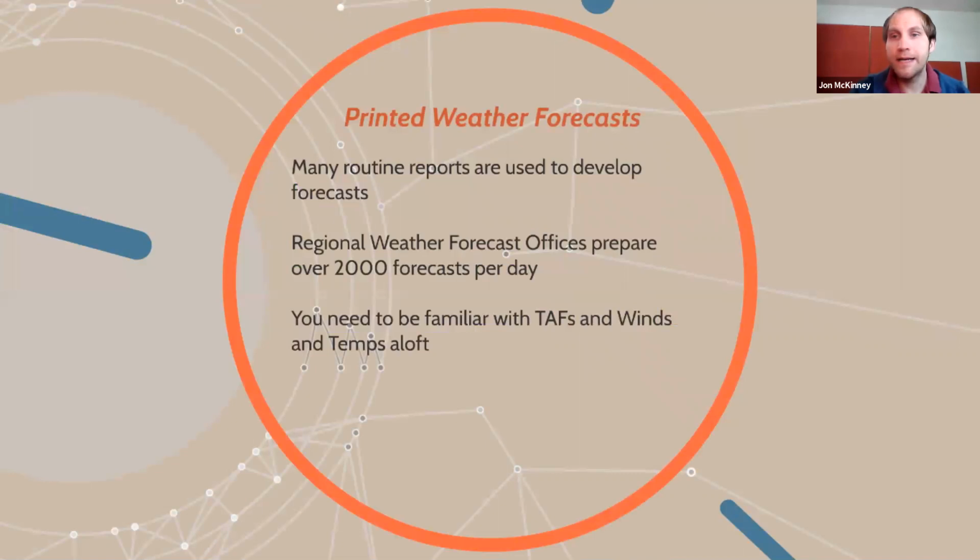Okay, printed weather forecast. So PIREP was an observation. That was not a forecast. That was an observation. Now we're into forecasts, printed weather forecasts. Many routine weather reports are used to develop the forecasts. Regional weather offices prepare over 2,000 forecasts a day. Simple thing is that you, as a private pilot, need to be familiar with TAFs and winds and temperatures aloft.